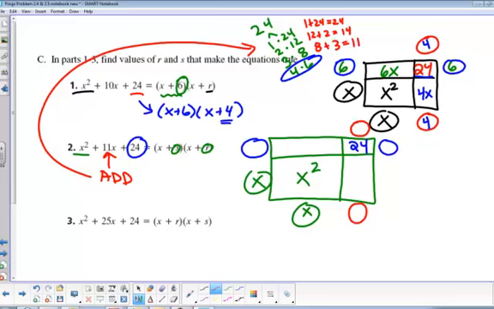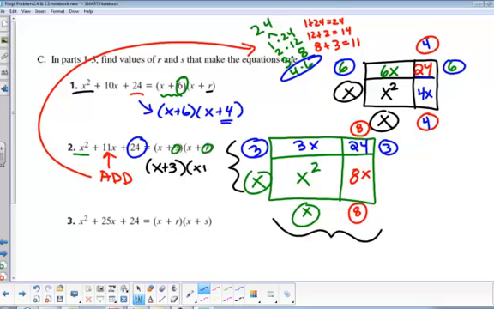This is so exciting because this now is the 8 and this now is the 3. Or they could be flipped. But one of these boxes is a 3x and one of them is an 8x. So our two factored forms, one side is x plus 3 and the other side is x plus 8. This could be x plus 8 and then x plus 3. It doesn't matter. It's the same exact thing.